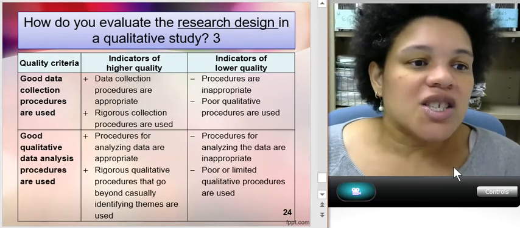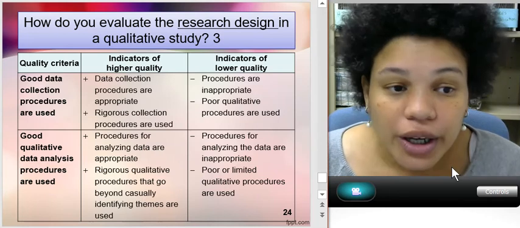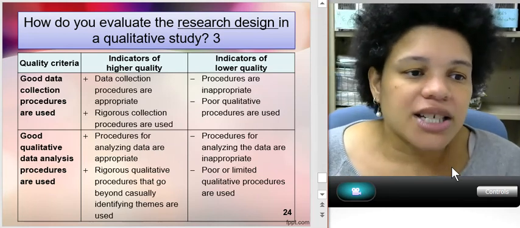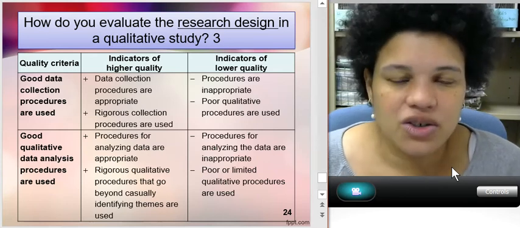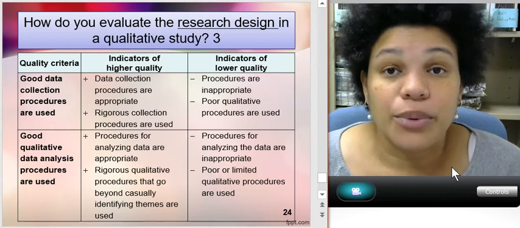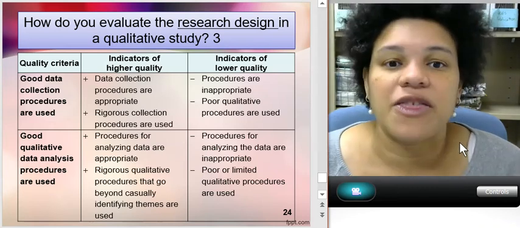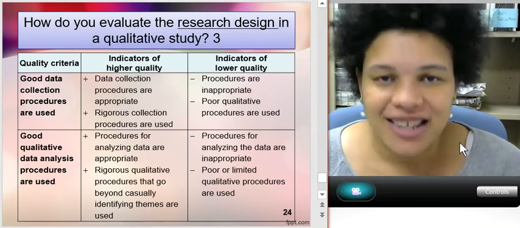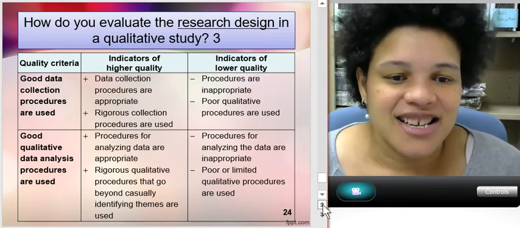Okay, so are good data collection procedures used? Are they appropriate? Are they rigorous? And are good qualitative data analysis procedures used? Again, are they appropriate? Are they rigorous? Do you get the sense that the person was really focused on carefully collecting their data and carefully analyzing it?